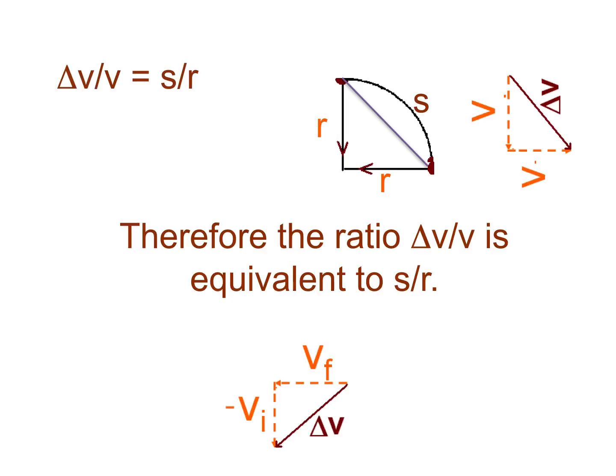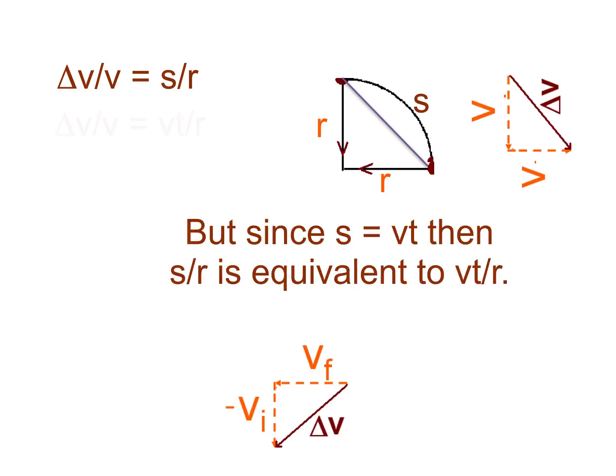Now, what do we know about s? We know that s is the distance travelled, and the distance travelled is equivalent to the speed multiplied by the time. So we could then say that s is vt. So instead of saying s on r, we can say vt on r. So now we've got another expression of the two ratios.